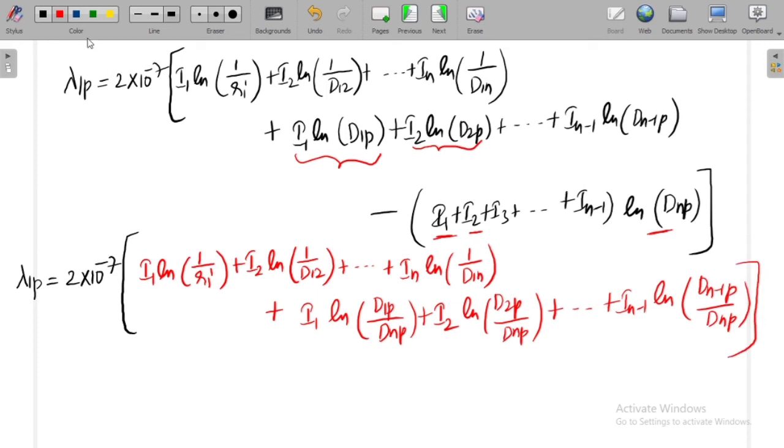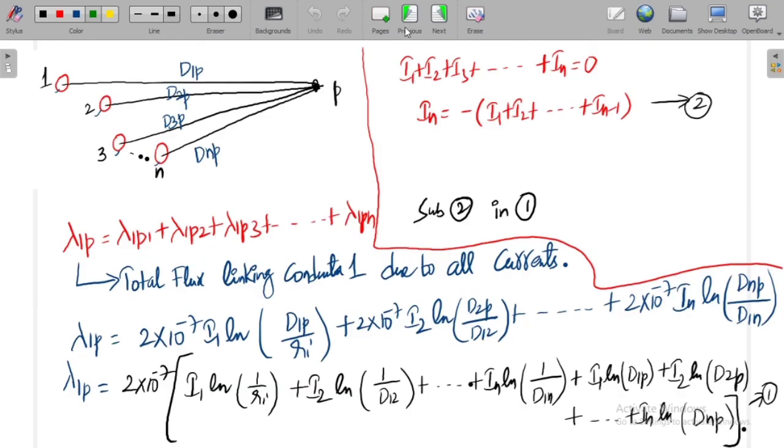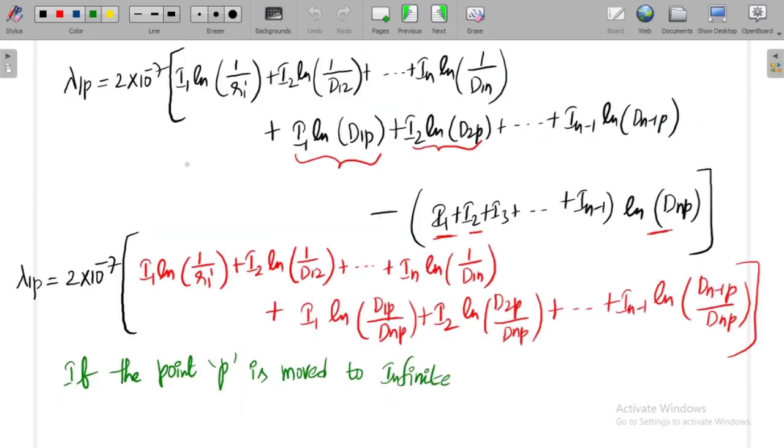Now I want to remove this boundary. If I want to remove this boundary, what I need to do? I need to move the point P very far away from all these conductors, right? So if the point is moved to infinite distance, to a very, very far distance from this group of conductors, then the distances d1p, d2p, d3p and so on, dnp, all these distances remain the same.